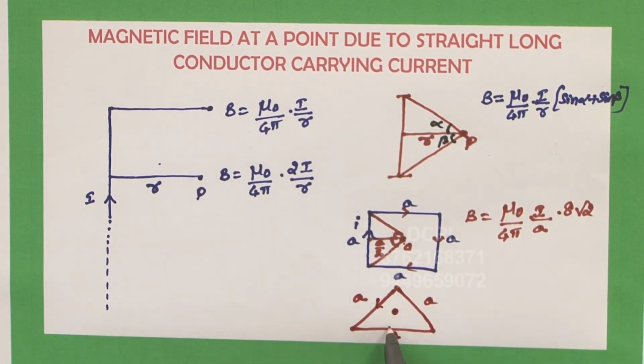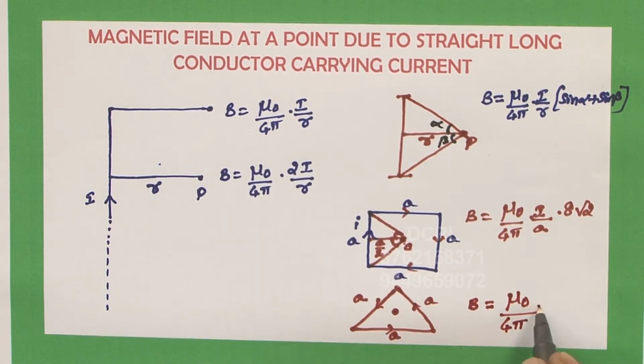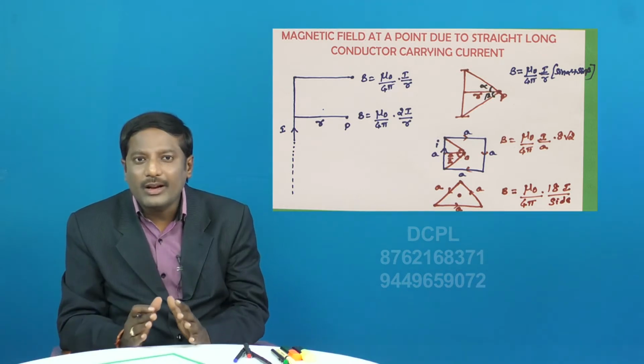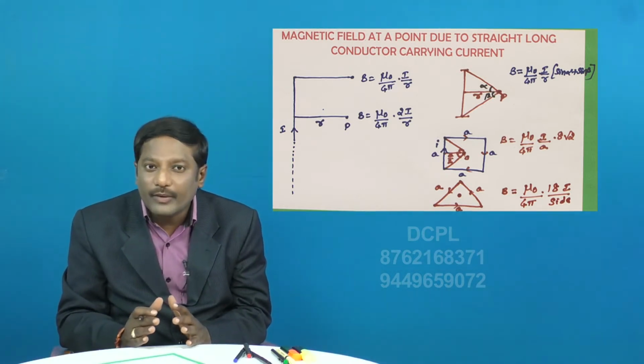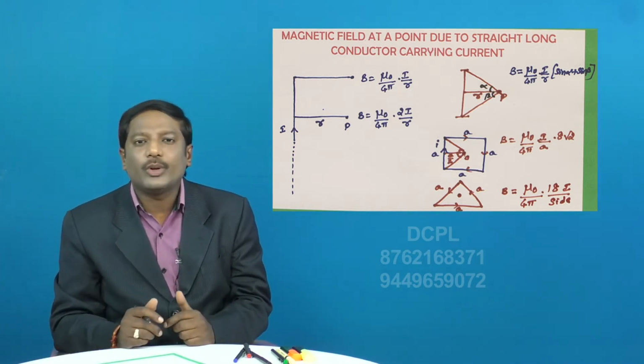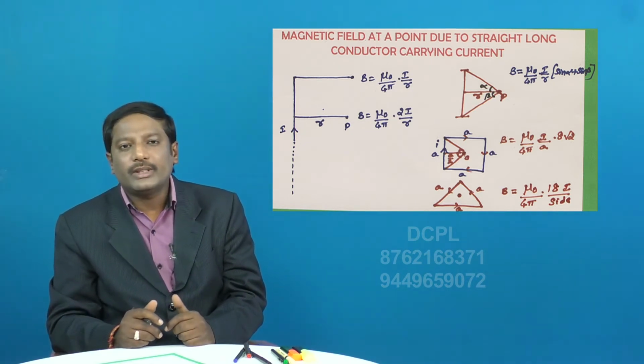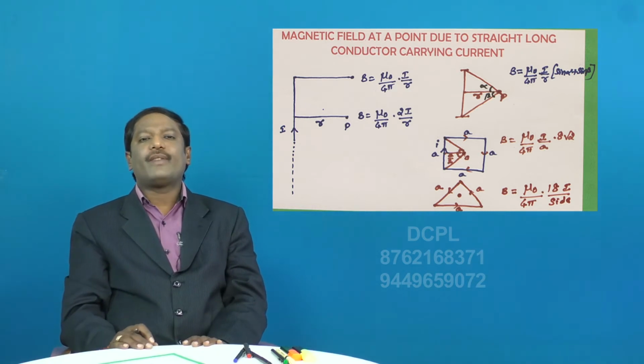center O. Let I be the current flowing in the equilateral triangle. Then the magnetic field at the center of the triangle is given by, in the same way you can proceed, mu naught by 4 pi into 18 times I divided by the side. So for an equilateral triangle, the magnetic field is mu naught by 4 pi 18 times I divided by side. For the square, remember, it is mu naught by 4 pi 8 root 2 times I divided by the side. So these are the formulas for the magnetic field at a point due to straight conductors.